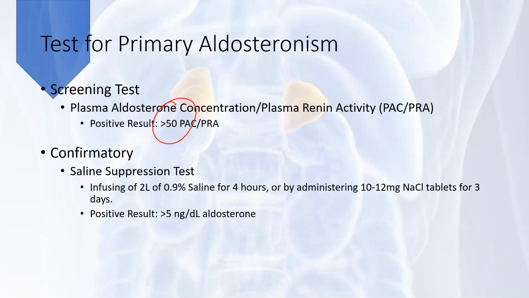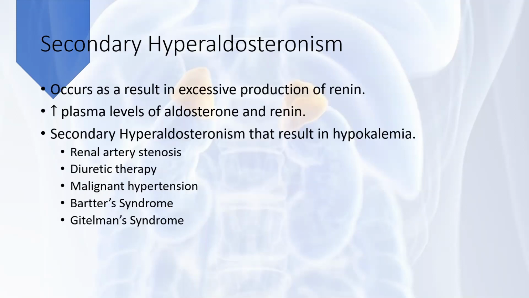Now, what is the confirmatory test? The saline suppression test. Infusing 2 liters of 0.9% saline for 4 hours or administering 10 to 12 milligrams sodium chloride tablets for 3 days. If the result is greater than 5 nanograms per deciliter aldosterone, then there is a primary aldosteronism. Moving forward to secondary hyperaldosteronism, it occurs as a result of excessive production of renin.